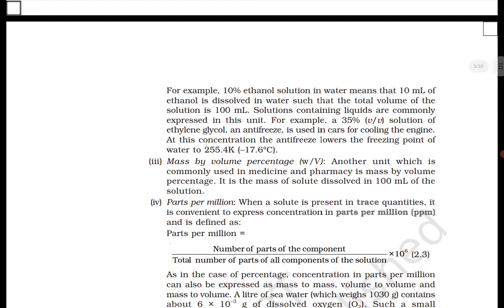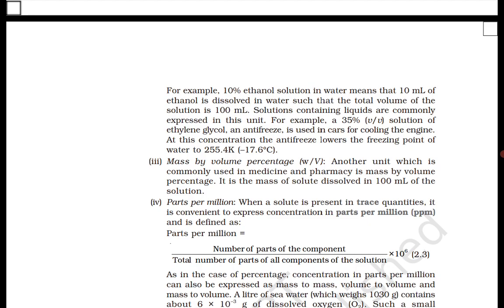For example, 10% ethanol solution in water means that 10 ml of ethanol is dissolved in water such that the total volume of the solution is 100 ml. Solutions containing liquids are commonly expressed in this unit.